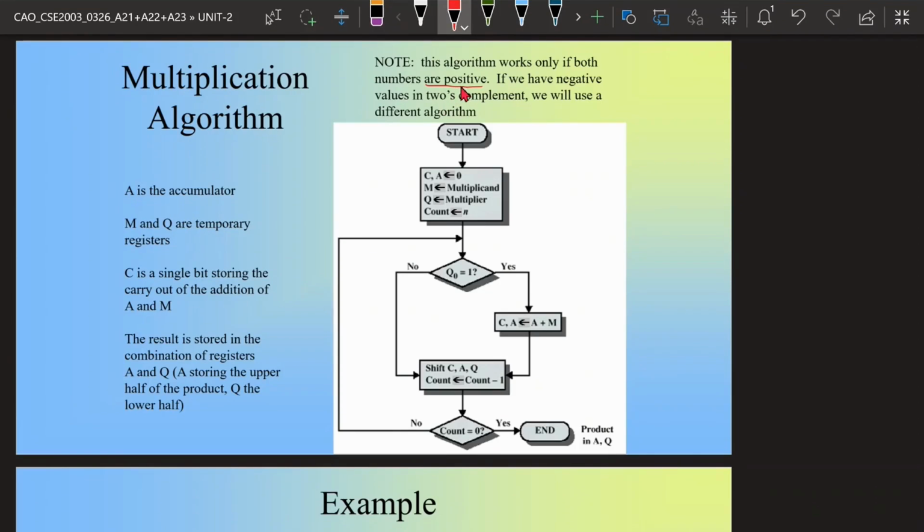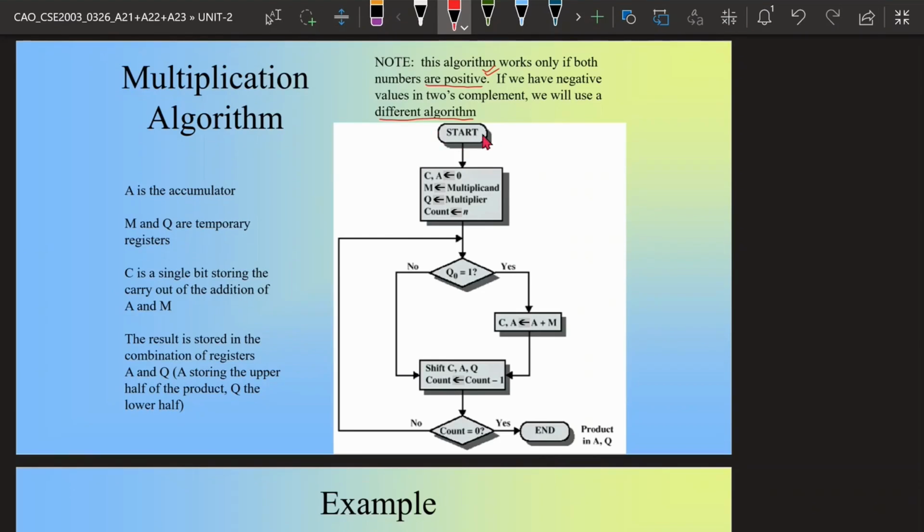If we have negative values in 2's complement, we will use a different algorithm. If we are going to multiply two numbers where any of the numbers is negative, we should be using another algorithm. In the next slides we will see. So currently this is the algorithm basically for positive numbers only. You should be taking care of this. So in terms of the algorithm, you can just see.